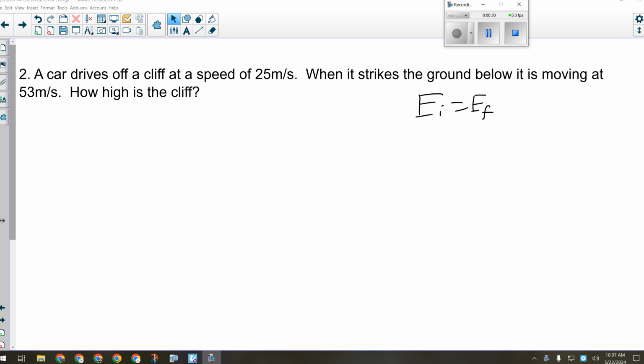The second clue is there's no mention of work either. Okay, if I don't see the word force or I don't see the word work, okay, it's not a work energy theorem question. Right, it's a conservation of energy question.